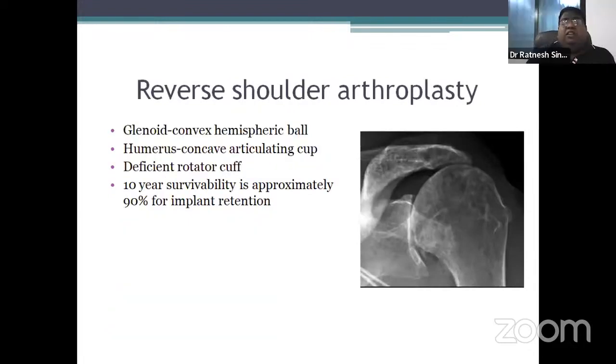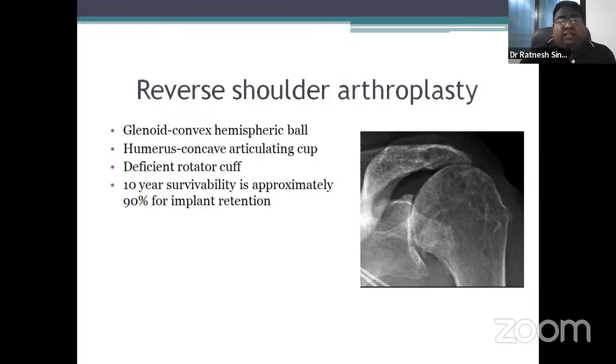Now coming to the reverse shoulder arthroplasty. Reverse shoulder arthroplasty is also a type of total shoulder arthroplasty. Both the surfaces are replaced. The difference here is that the glenoid is a convex hemispherical ball rather than a socket, and the humerus is a concave articular surface. That is why it is called reverse shoulder arthroplasty.